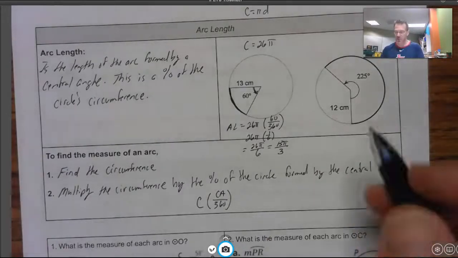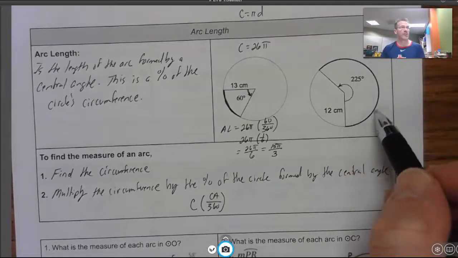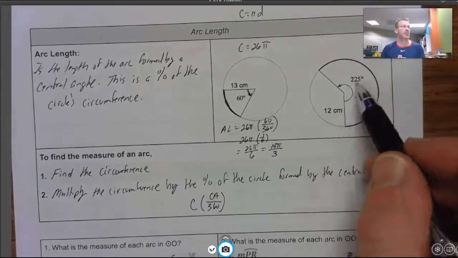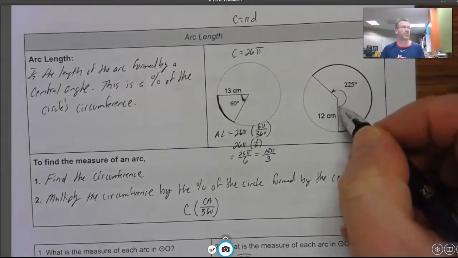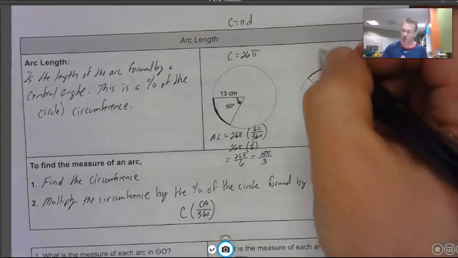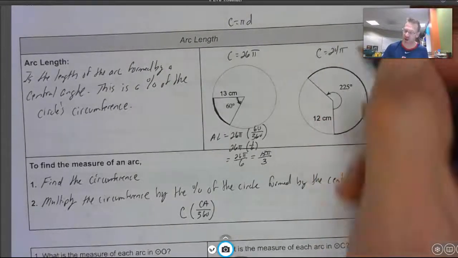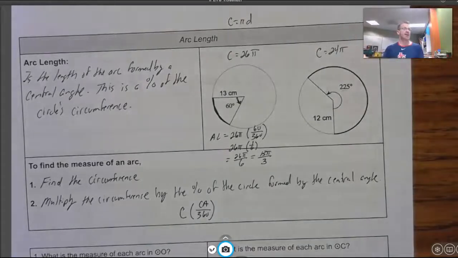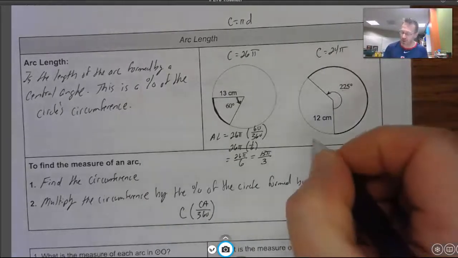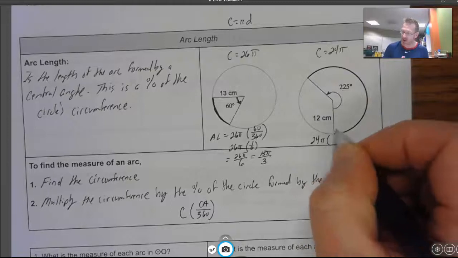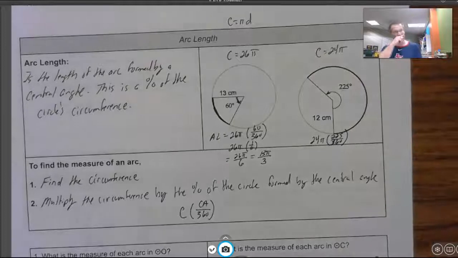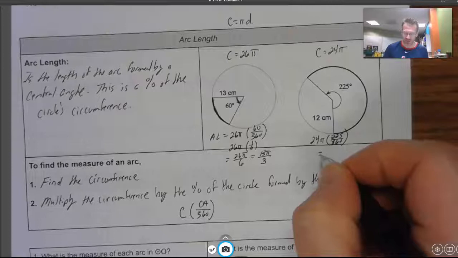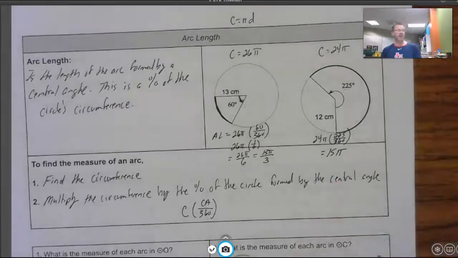For this one, notice I definitely walked a lot farther. I went more than half the circle because I'm up to 225. Once again, I can see that my radius is 12. That means the diameter is 24, which means the circumference is 24 pi. So what would that arc length be? Well, if I went all the way around, it's 24 pi. But I didn't go all the way around, I went 225 out of 360. If you were to reduce that, I'm just going to save a little bit of time, and we would get to 15 pi.